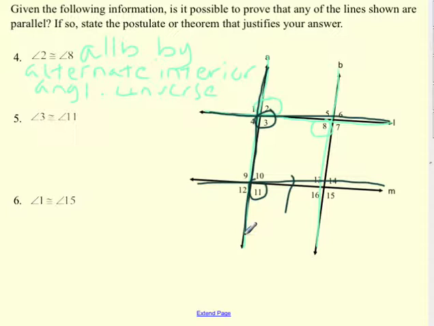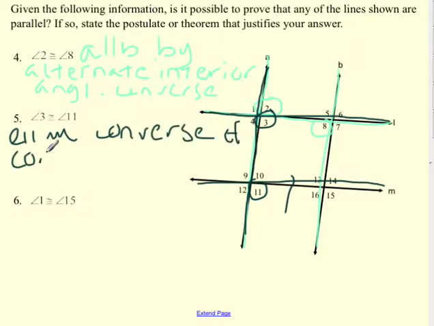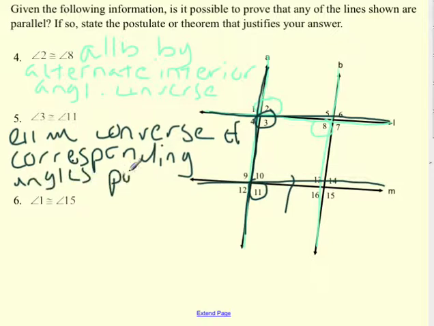If the corresponding angles are congruent, then the lines are parallel. So yes, we can say that L is parallel to M, and that's going to be by that first postulate we learned, which is the converse of the corresponding angles postulate.